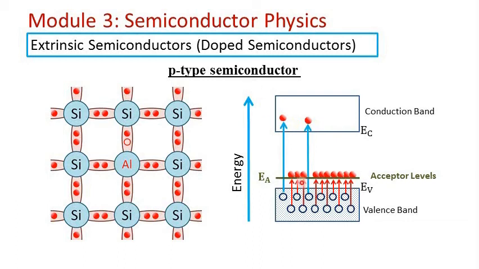In p-type semiconductors, the current will be mainly due to the holes in the valence band. Electrons in conduction band are minority carriers.